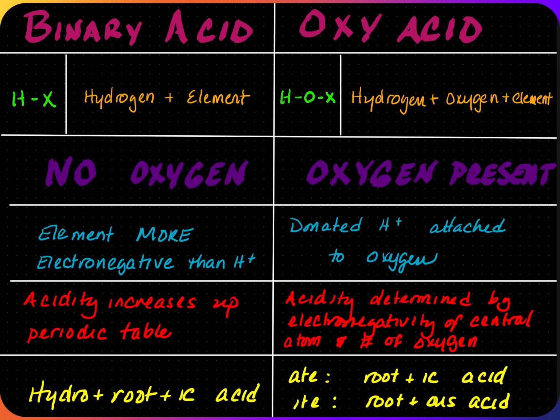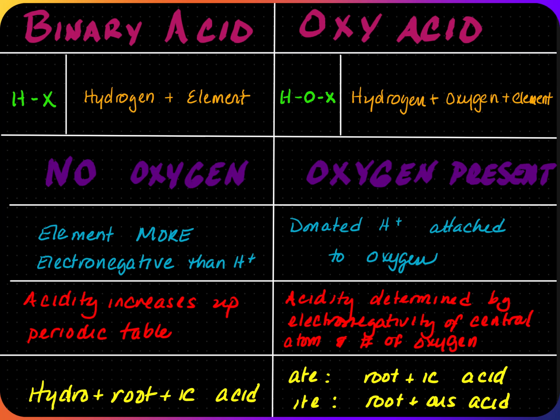We learned about binary acids and oxyacids when we were learning the nomenclature for an acid. A binary acid is a hydrogen plus an element. These are elements off the periodic table, so it contains no oxygen. In general, the element needs to be more electronegative than the H plus ion. This is why they're mostly on the right side of the periodic table. In general, acidity increases down the periodic table except for hydrofluoric acid, which is due to its size.